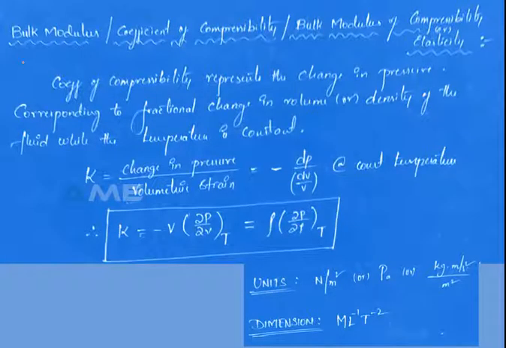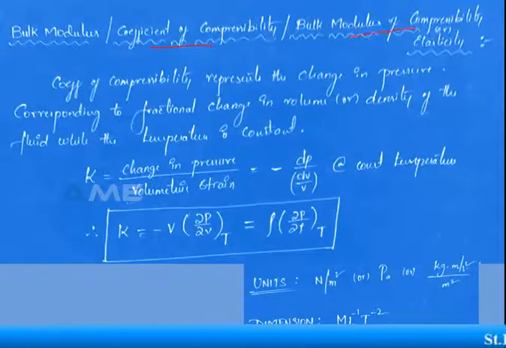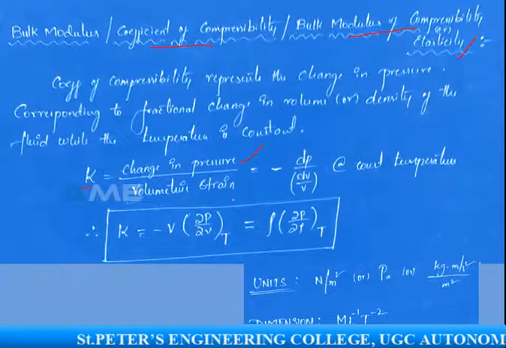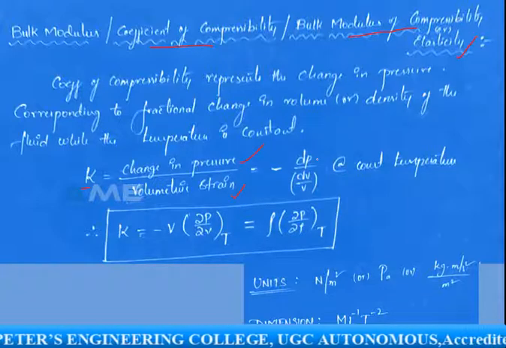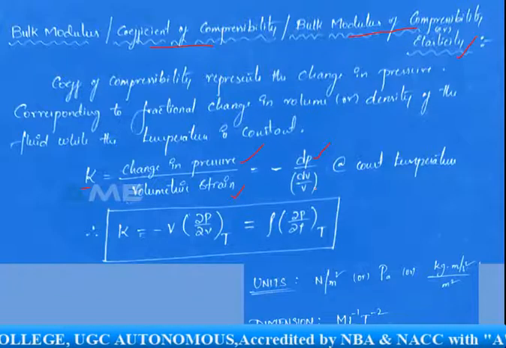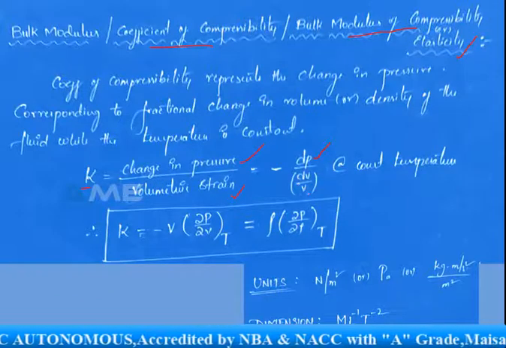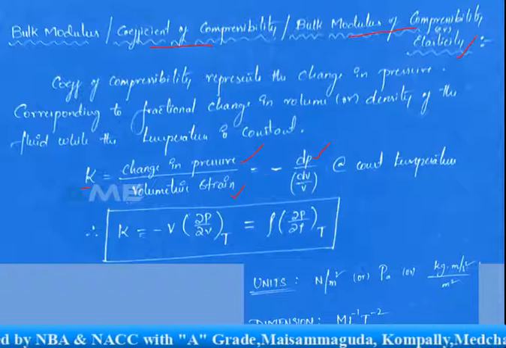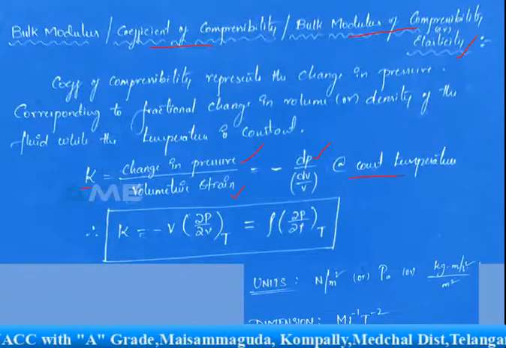Coming to the next property, it is bulk modulus. We can also call it coefficient of compressibility, bulk modulus of compressibility, or elasticity. Bulk modulus is designated by K, and it is the ratio of change in pressure to the volumetric strain. Change of pressure is designated by dP, and the change in volume divided by original volume is your volumetric strain. This happens at constant temperature.